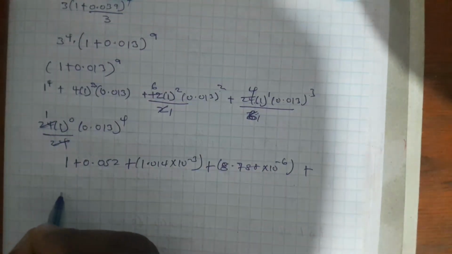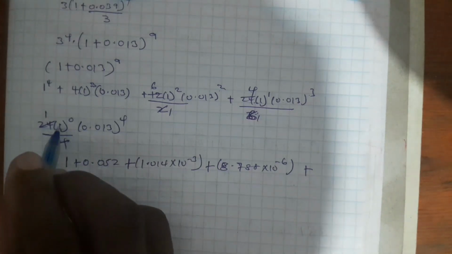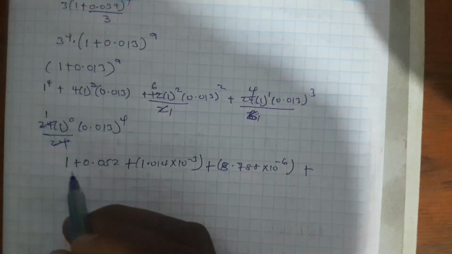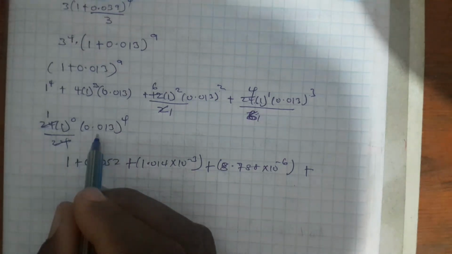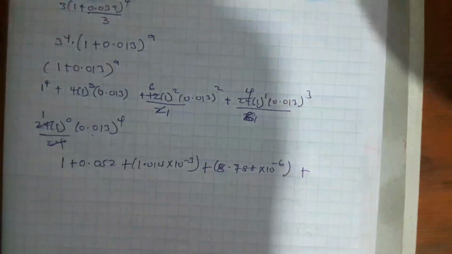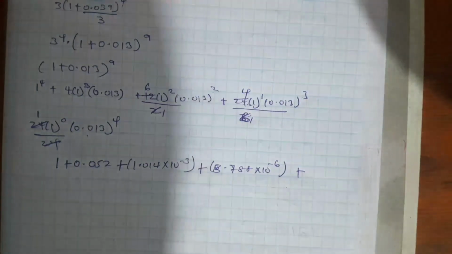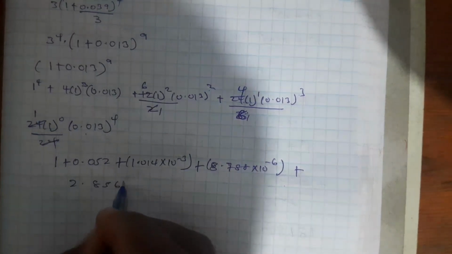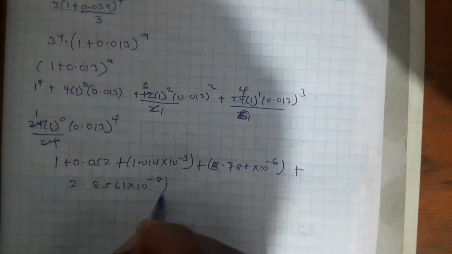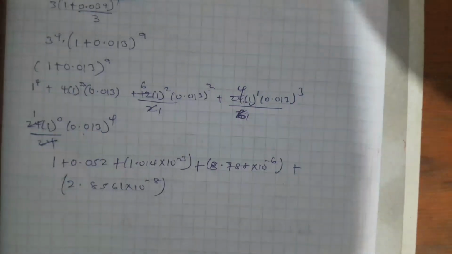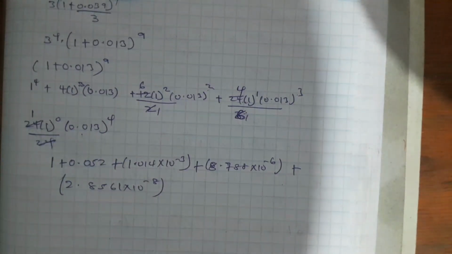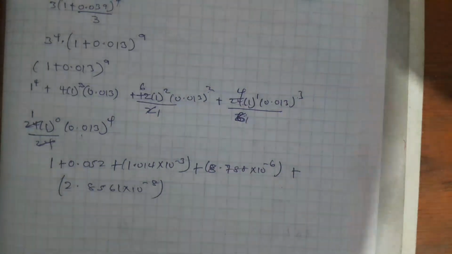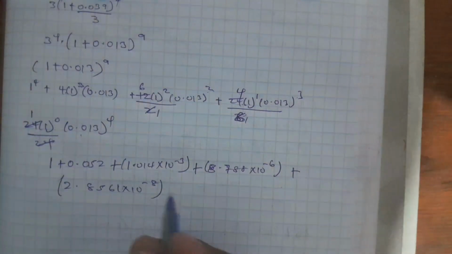plus the final part. You will now have 1 times 1 raised to power 0. We have 1 times 1 is 1, so you have this part, and this one will be 2.8561 times 10 raised to power -8. We should not forget that we are supposed to multiply this by 3 raised to power 4. But first of all, we need to solve this.